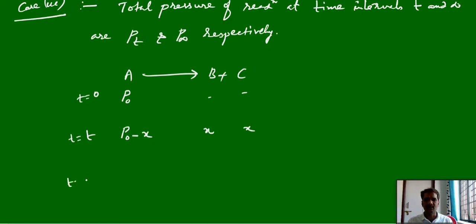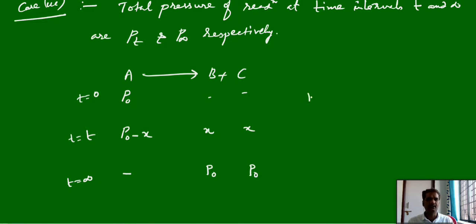Again, at t equal to infinity, what does infinity mean? The reactant A is completely consumed and there is no more reactant, and all of it is converted into product. Whatever the initial pressure P naught is, you will get P naught of B and P naught of C. Again, the total pressure at infinite time is P infinity.